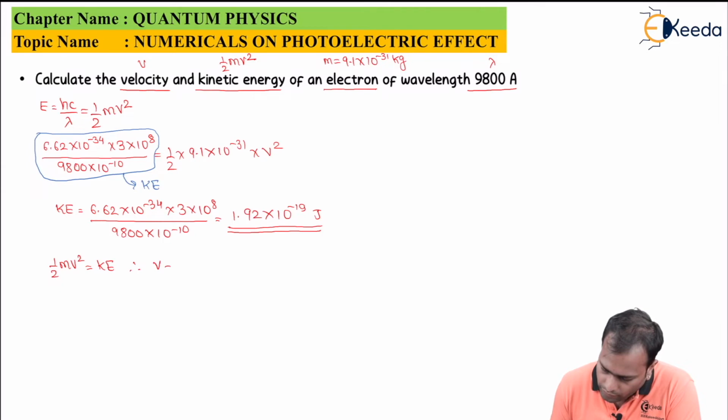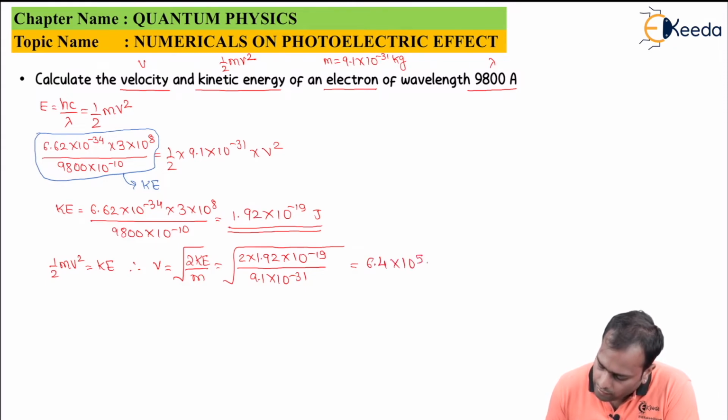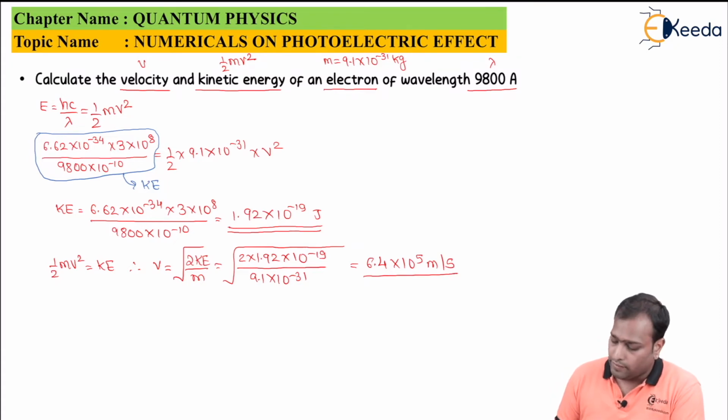Therefore, you can say your v is nothing but under root of 2 KE by m. Just substitute the values. You'll be getting root over 2 times 1.92 into 10 to the power minus 19, the whole over mass, that is 9.1 into 10 to the power minus 31. On solving this, you'll be getting the value as 6.4 into 10 raised to 5 meter per second. So this is the value of the velocity and this is the value of kinetic energy.